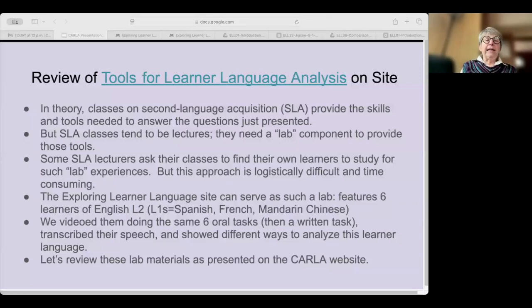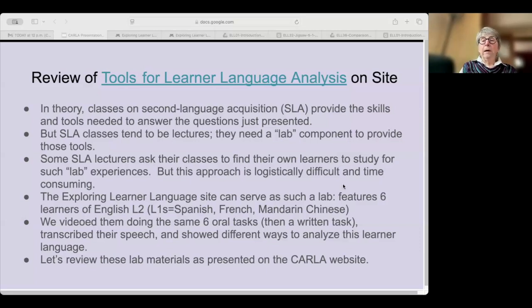Now, in theory, classes on second language acquisition provide the skills and tools that are needed to address these questions, but SLA classes tend to be lectures. What they often need is a lab component so that the participants in the classes can actively learn those tools. Some SLA lecturers do ask their classes to find their own learners to study, but this is logistically often very difficult and time-consuming.